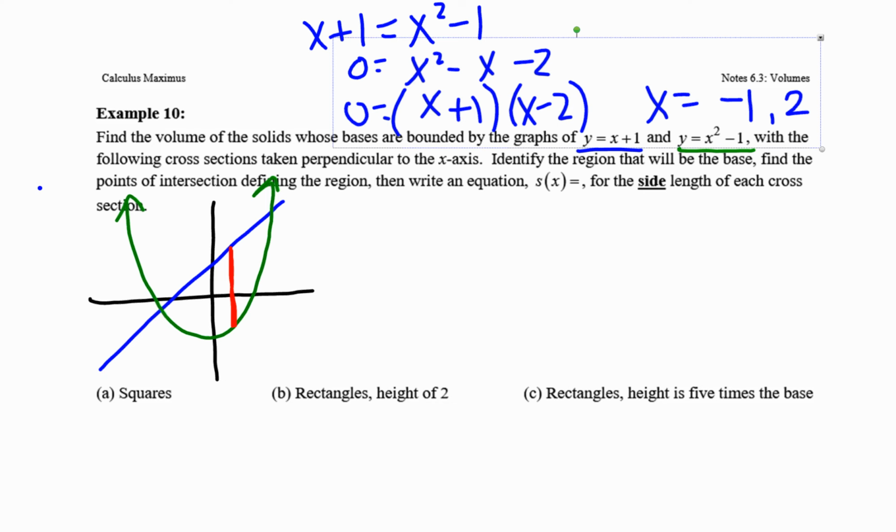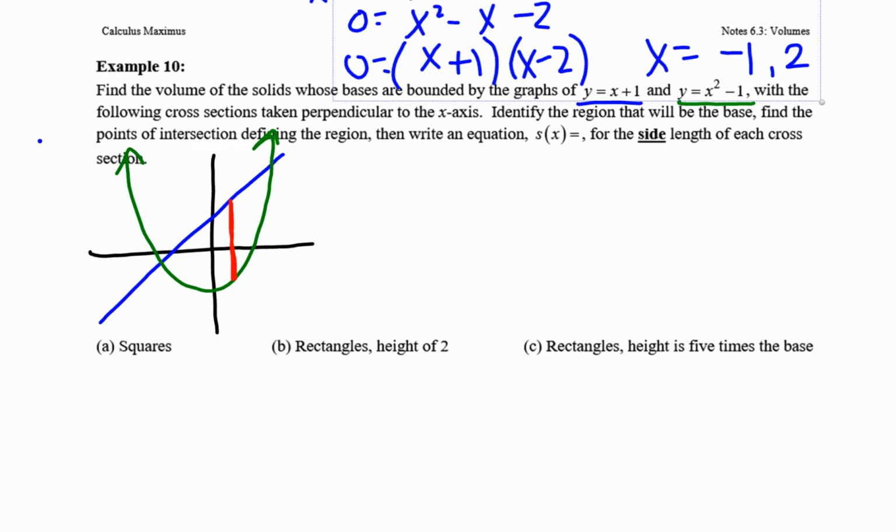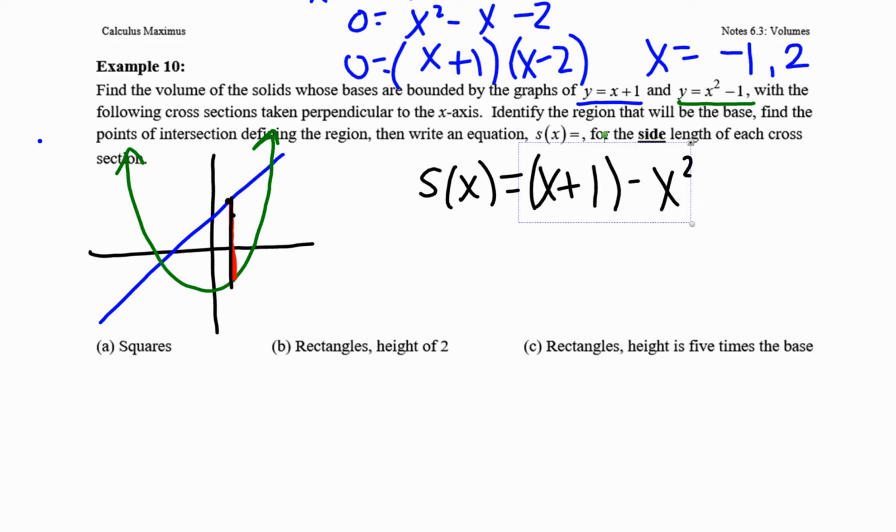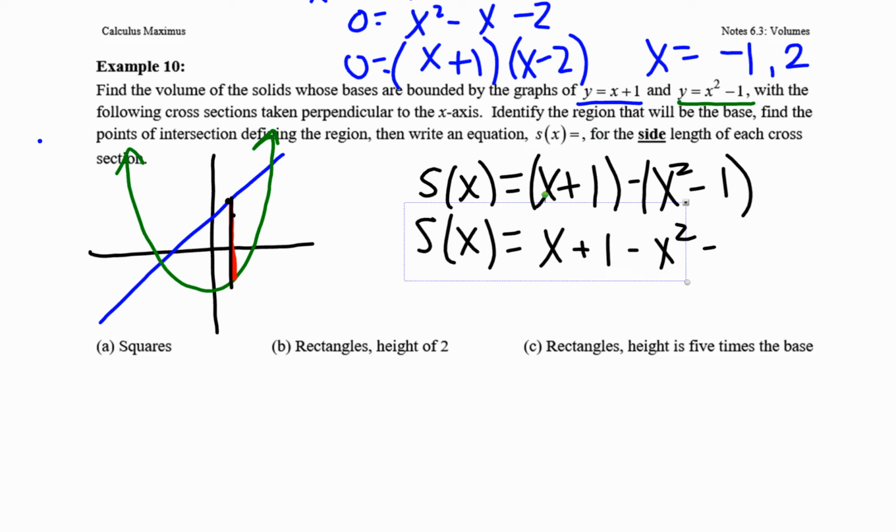Okay, so now find the points of intersection defining the region, then write an equation S of x. We're going to use this many times. S of x equals the side length of each cross section. So that would be from here to here. So that would be our top function minus our bottom function. And to simplify that a little bit, we'd get x plus 1 minus (x squared minus 1).